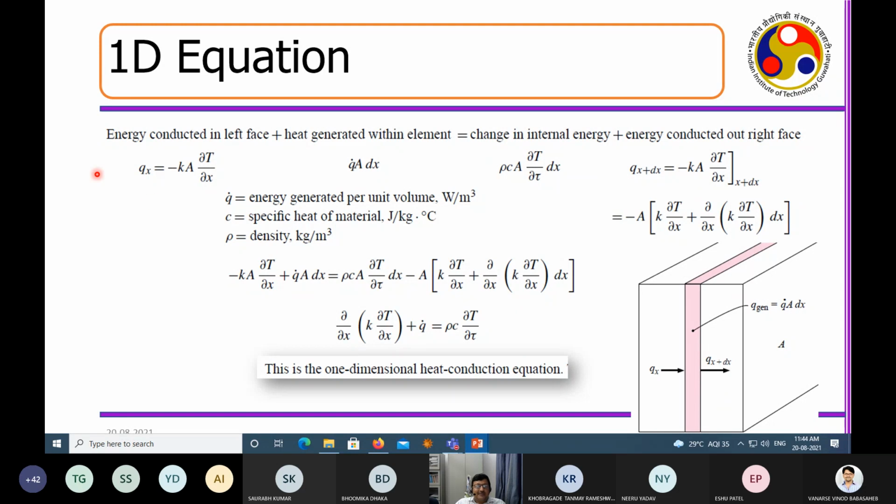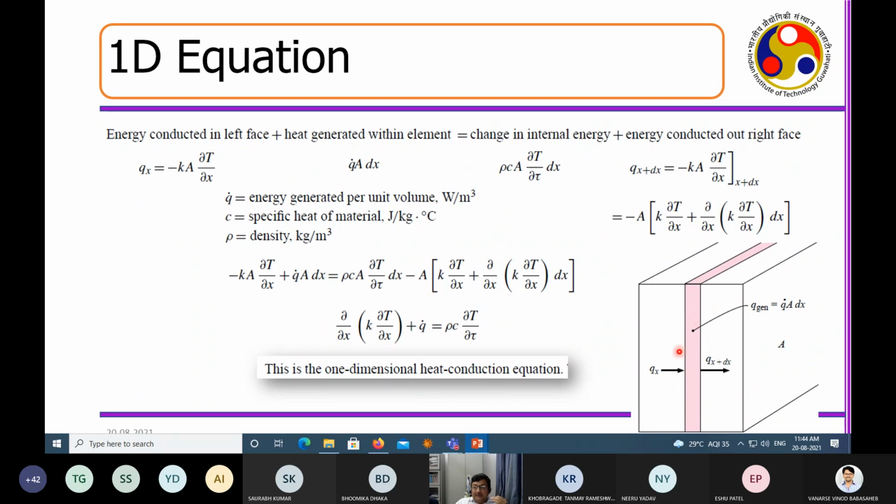Now again, I enforce the same thing: energy conducted in the left face, heat generated within this element, change in the internal energy in the entire element, and energy conducted towards the right face. So why am I writing this? If I look at this pink differential element and want to make a budget of energy inside, something is coming in and some heat is generated. So this is the gain to this particular point, right?